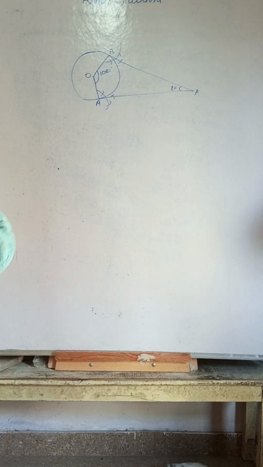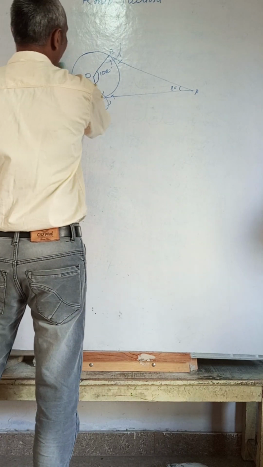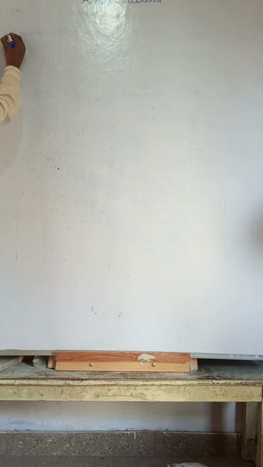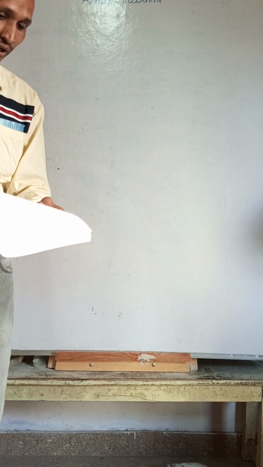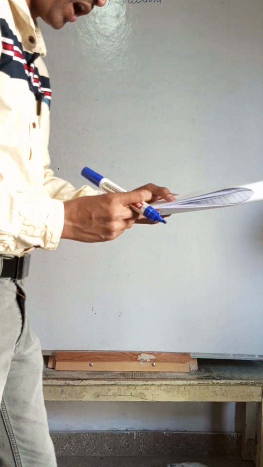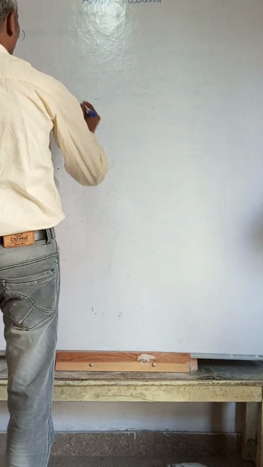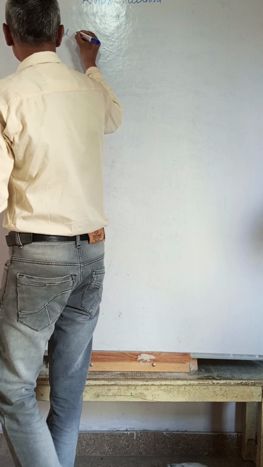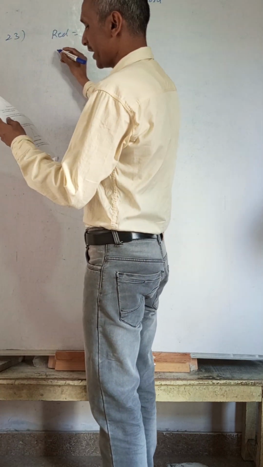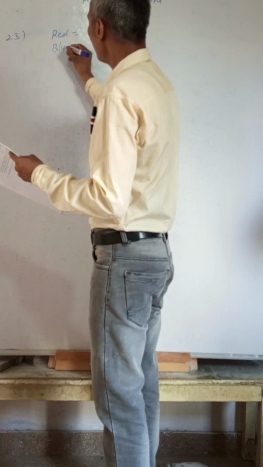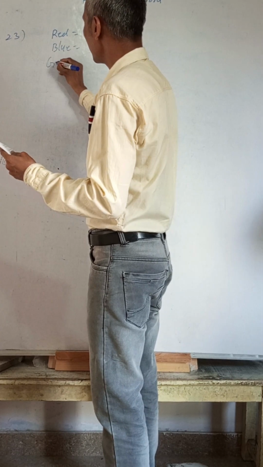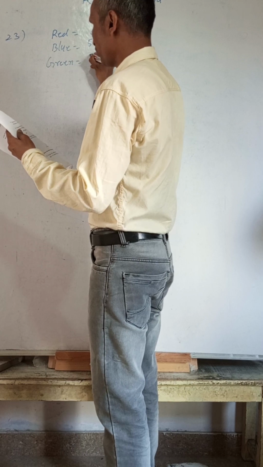Next we are going to question number 23. In this question paper, what is given? There are 6 red, 5 blue and 4 green balls. Red balls, how many? 6. Blue, how many are given? 5. And green, how many? 4.